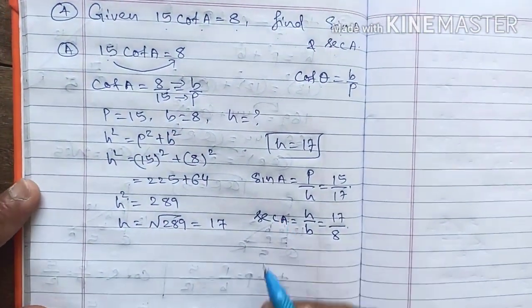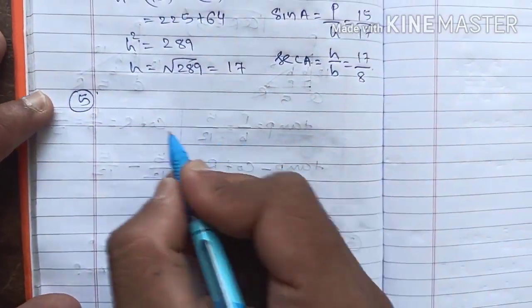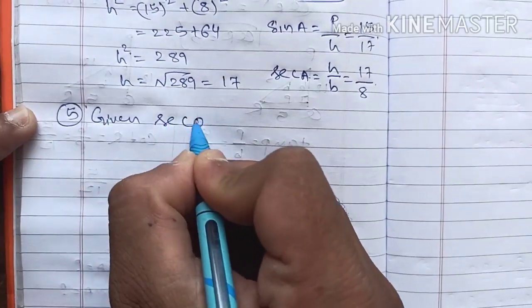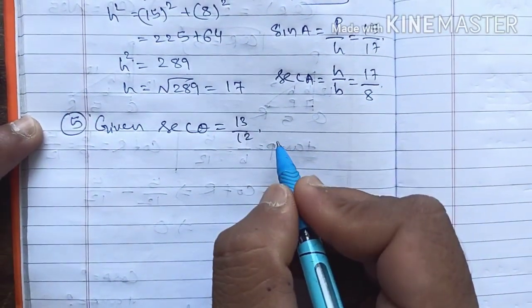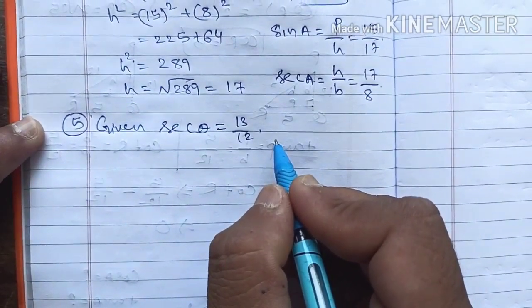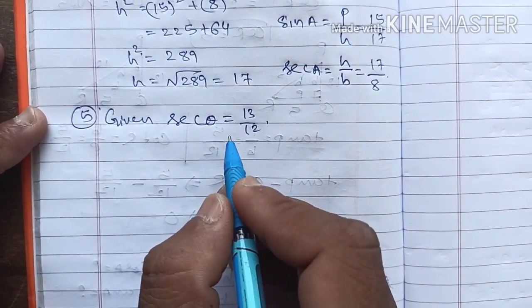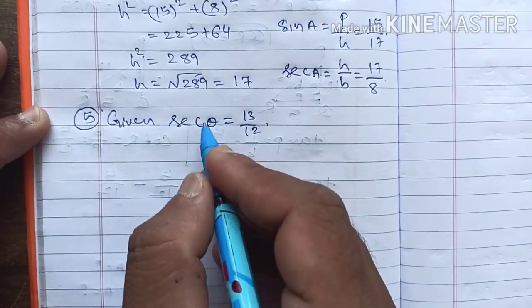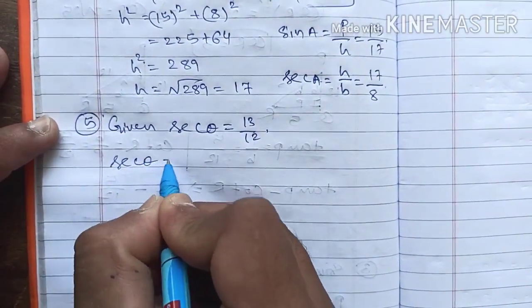Okay, now question number 5. In question number 5 it is given that sec theta equals 13 by 12. Find all other trigonometric ratios. As already while explaining the formulas, I have given so many examples related to this. This is very easy. Just we will write the formula of sec theta.